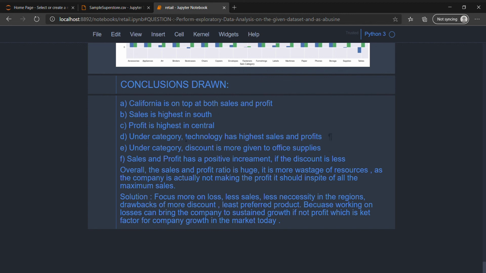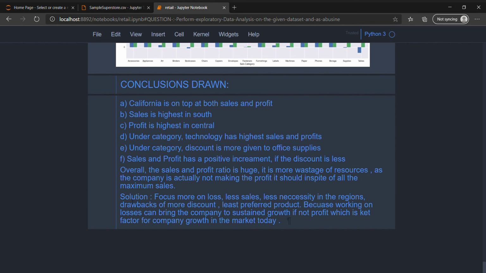Under category, technology has the highest sales and profit. Under category again, the discount is given more to office supplies, and you can hence see it is not even making a number of sales or profit. So the discount should be cut down a little bit for office supplies. Sales and profit see a positive increment if the discount is less. So overall, the sales and profit ratio gap is huge. It is a wastage of resources. The company is actually not making the profit it should, in spite of the maximum number of sales.